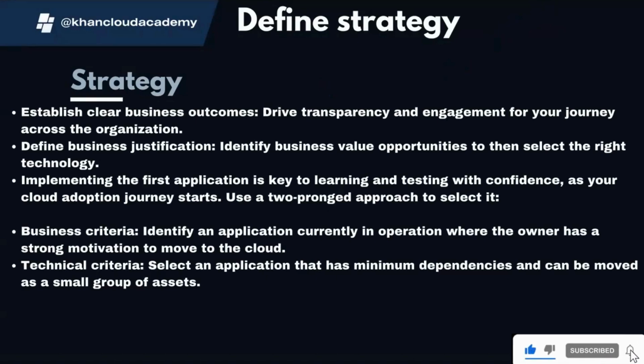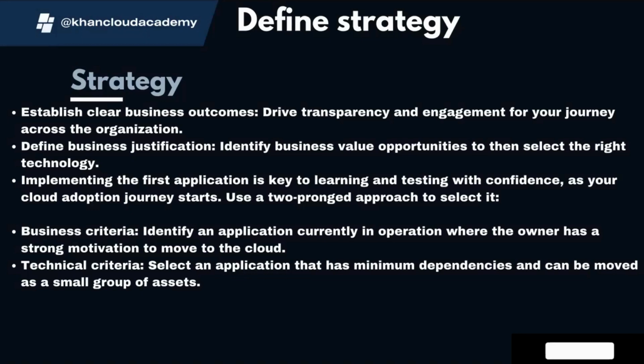Business criteria means identify an application currently in operation where the owner has strong motivation to move to the cloud. Select an application that has minimum dependencies and can be moved as a small group of assets. So overall, we have to focus on a very small number of servers and applications which we can easily move to the cloud. Then we categorize them as small, medium, and large. This is how we have to study the applications for moving to the cloud.